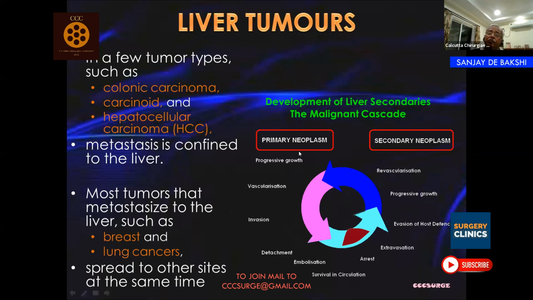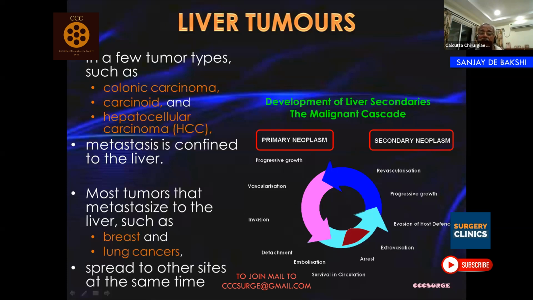And this is the malignant cascade. The primary neoplasm shows progressive growth, vascularization, invasion, detachment, embolization, survives in circulation for a bit, then gets arrested in the liver, extravasates into the liver tissue, evasion of host defenses, progressive growth, and revascularization. So you need to know this is the malignant cascade.